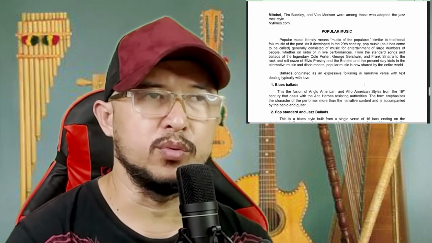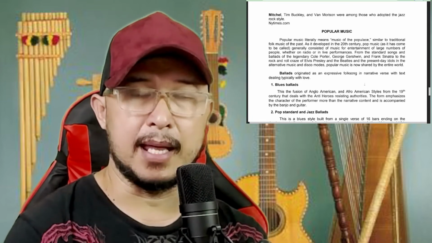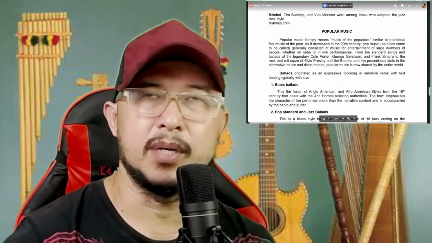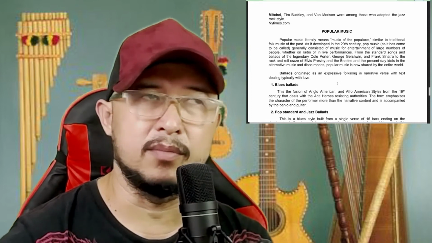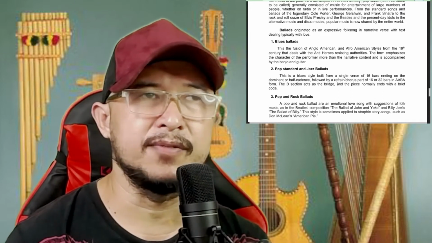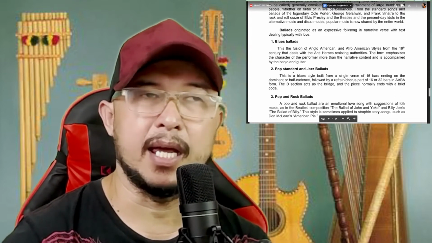Ballads originated in an expressive folk song in a narrative verse with text dealing typically with love. So, if you hear love songs, which are ballads, they usually talk about love. Those are the ballads. Just like Martin Nievera, we have balladeers here: Martin Nievera, Erik Santos, and all, Gary Valenciano. Then we have the blues ballads. This is the fusion of Anglo-American and Afro-African styles from the 19th century that deals with anti-heroes resisting authorities. So it's more of a revolutionary kind of music.